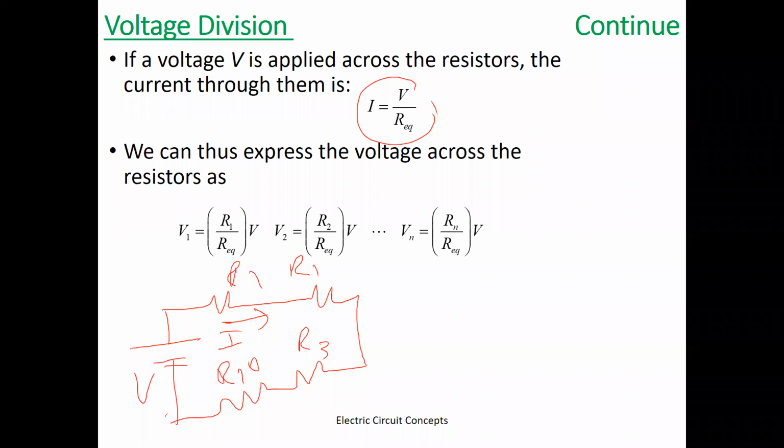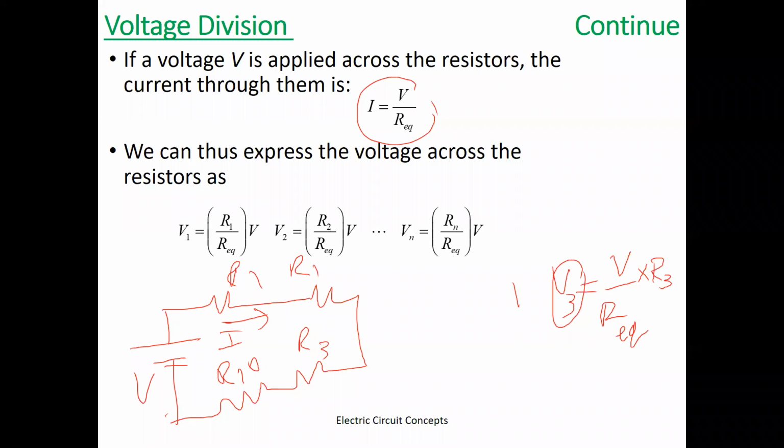Now, if we want to find the voltage at any resistor, like V3, we just take V over the total resistance, RT or R equivalent, and multiply by the resistance of that element. This is what is called the voltage division.